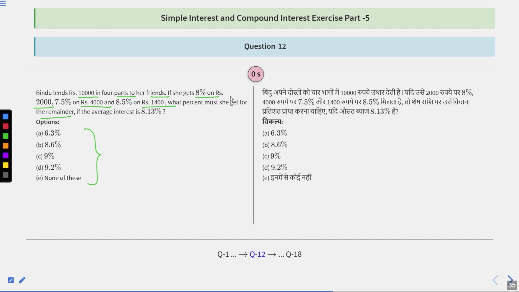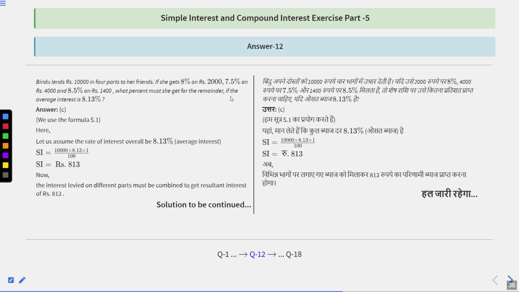Time's up. Let's see the solution. Now the question says, let's assume the rate of interest overall is 8.13% average. Clear? So the simple interest will be 10,000 into 8.13 into 1 upon 100, which becomes 813. So now the interest levied on different parts must be combined to get the resultant interest, which is 813. Clear?